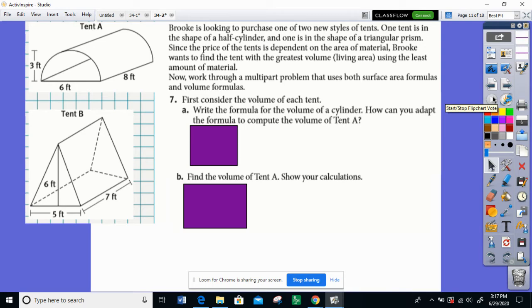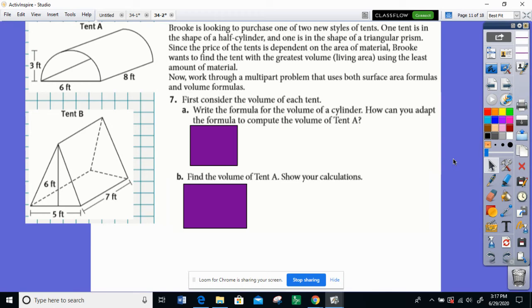So now we're going to do some comparing volumes for cylinders with volumes of prisms. Brooke is looking to purchase one of two new styles of tents. One tent is in the shape of a half cylinder and one is in the shape of a triangular prism. Since the price of the tents is dependent on the area of material, Brooke wants to find the tent with the greatest volume using the least amount of material. So we're going to go through this multi-step problem just a little bit at a time. So we're going to find the volume of each tent.